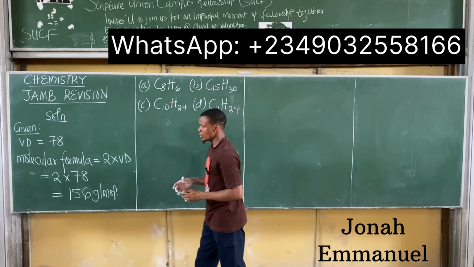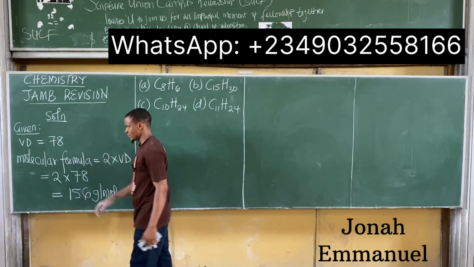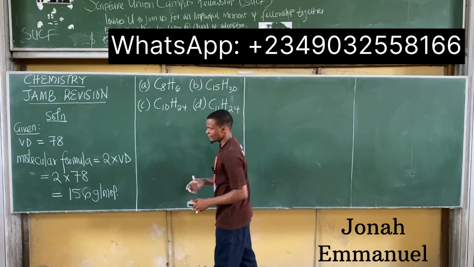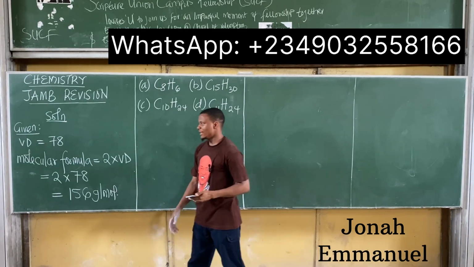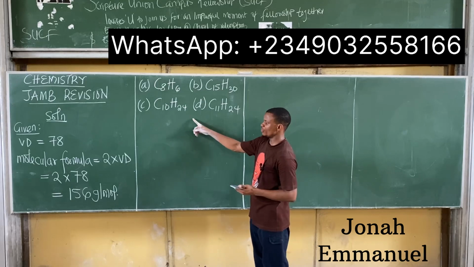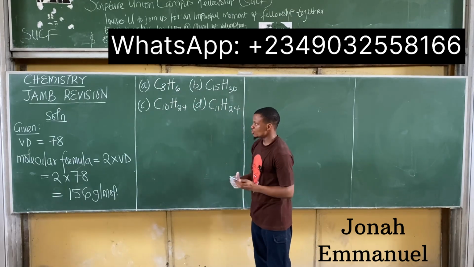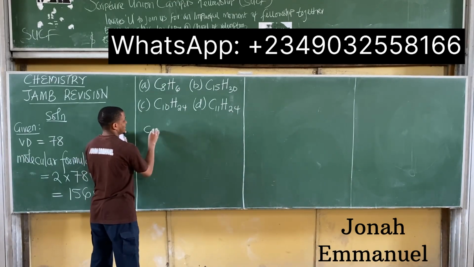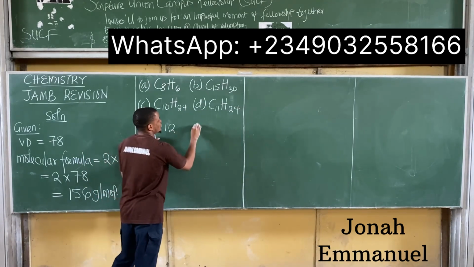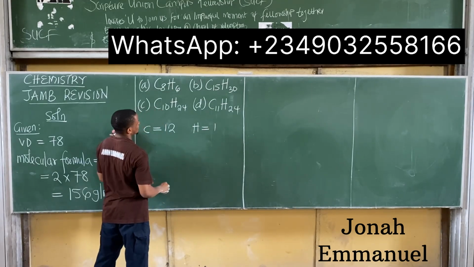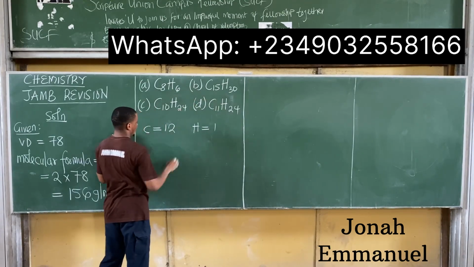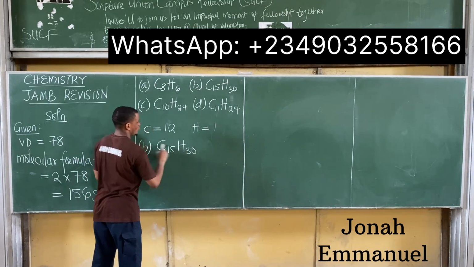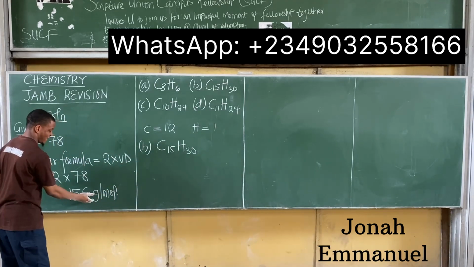Your concept will be, first of all, you are given vapor density as 78. And I said the molecular formula is simply twice the vapor density. So when I do 2 times 78, I have 156 gram per mole as my answer. So the concept will now be, we'll look for the molar mass of each of these and see which of them gives us 156. So I'm taking them randomly. Don't forget, the atomic mass of carbon is 12, and for hydrogen, the atomic mass is 1. So let's start with option B, C15H30.